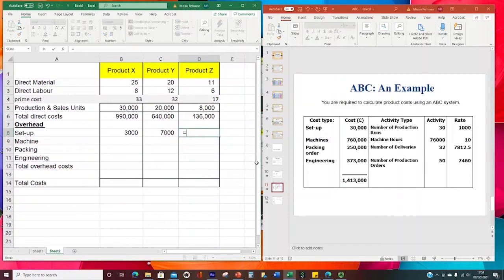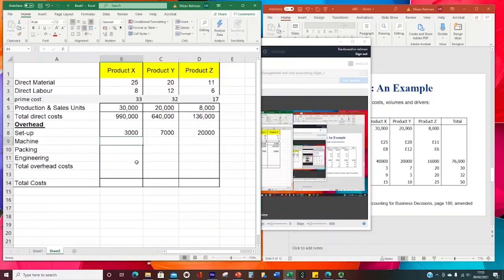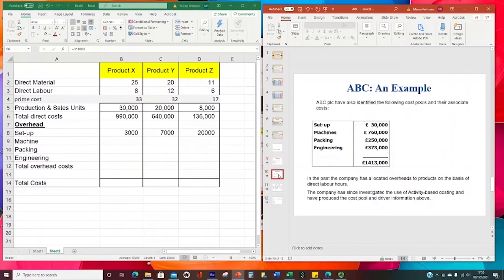And then for Z, the number of setups are 20. And the cost per setup is 1,000. And we get 30,000 in total. So if you total this up, you can see it's 30,000, and the total setup cost was 30,000 as well, which is given here.